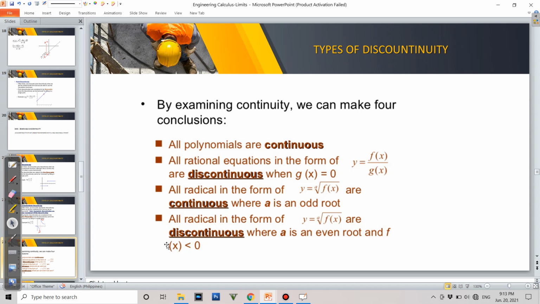Remember that, ano? So, kapag meron kang a is equal to 1, 3, 5, 7, 9, 11, yan, continuous pa rin yan. But, if your radical root is even, 2, 4, 6, etc., that is no longer continuous. So this is discontinuous, and this is continuous.